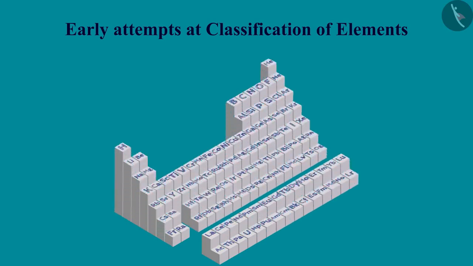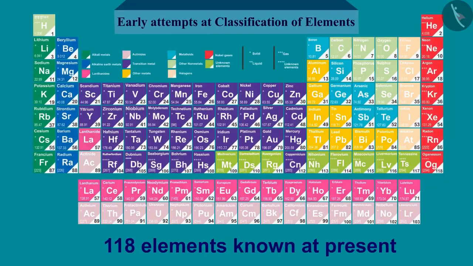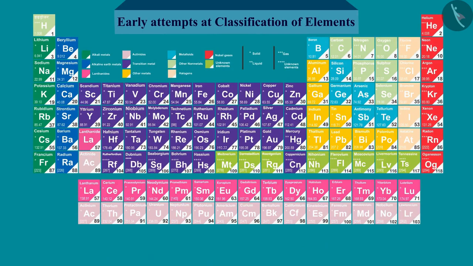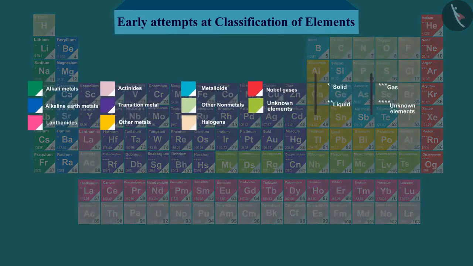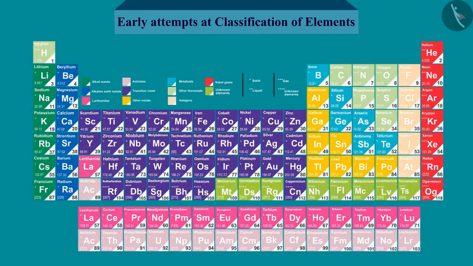The topic that we are going to cover in this session is early attempts at classification of elements. There are 118 elements known at present, and it is very difficult to study the properties of all these elements separately. So, all the elements have been divided into a few groups such that elements in the same group have similar properties. We will now describe the various attempts which have been made to classify the elements from time to time.